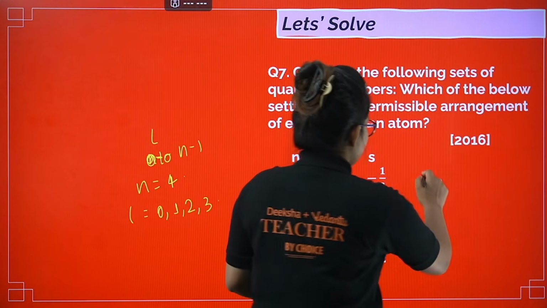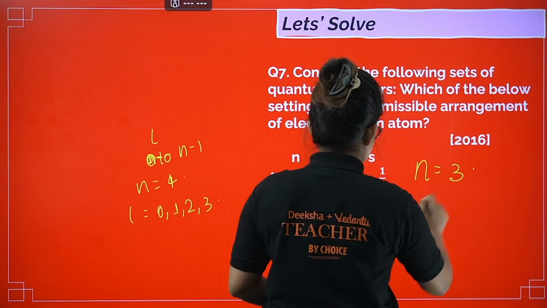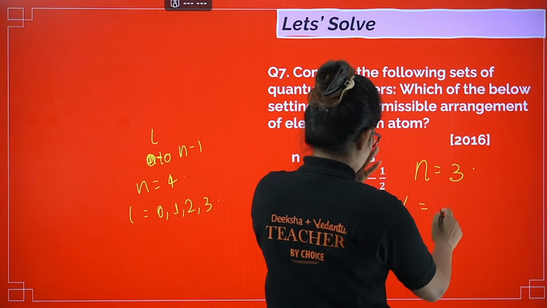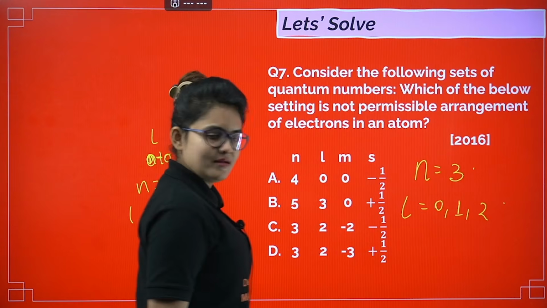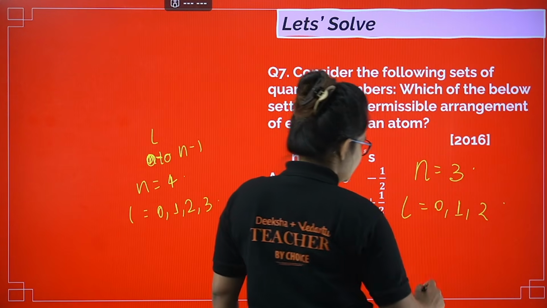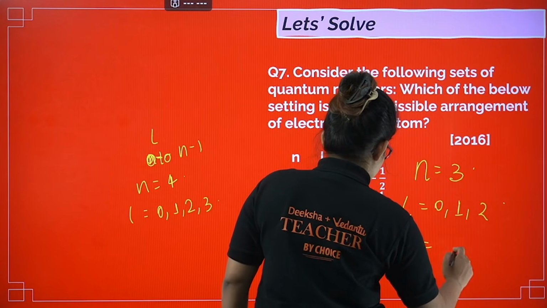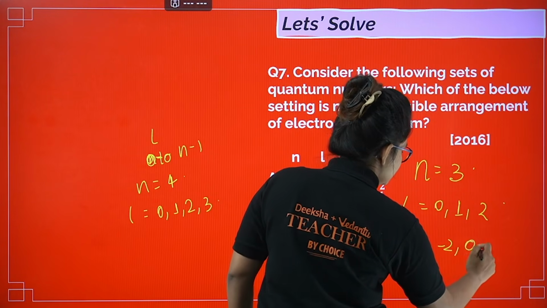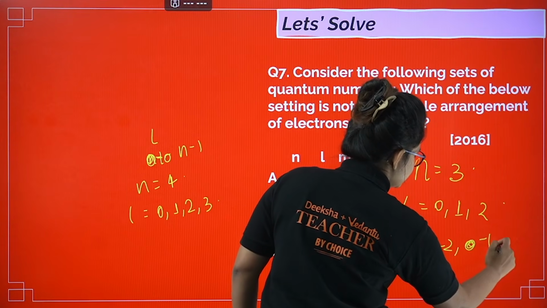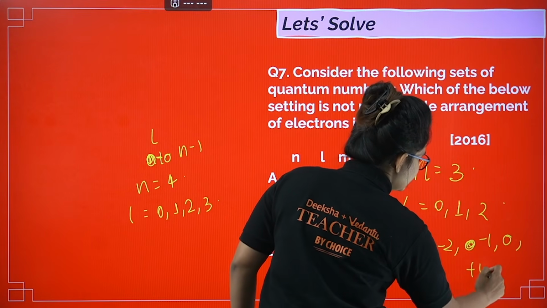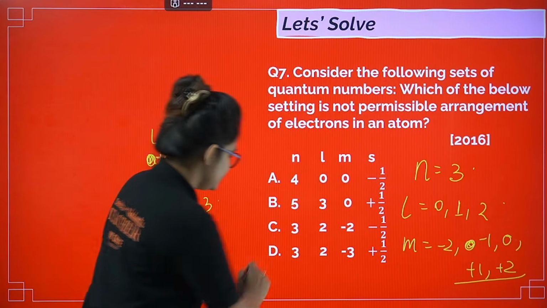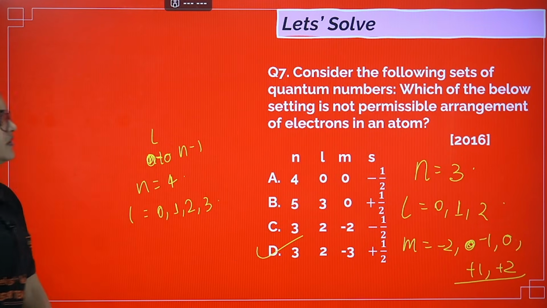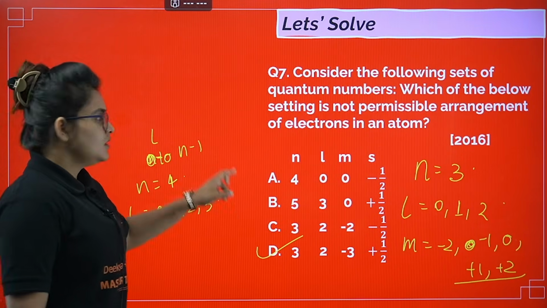Next, for N equal to 3, L can be 2, but M cannot be minus 3. Let me explain. If N is 3, L should be 0, 1, 2. The L value is 2, so M should be minus 2, minus 1, 0, plus 1, plus 2. Minus 3 cannot be there, so this is the wrong one. I guess this is clear to you.